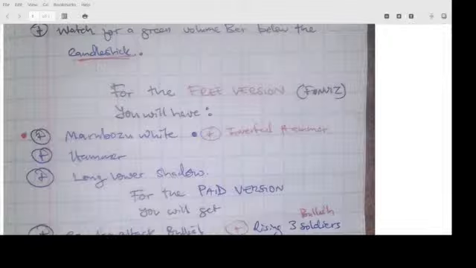Now remember, on the free version, you're only able to get the hammer, the long lower shadow, the Marubozu white, and the inverted hammer. I put these two dots here to let you know that these patterns are very rare to find, but they are found in some markets. The most common ones are the hammer and the long lower shadow. So in essence, you're just getting two candlestick patterns.